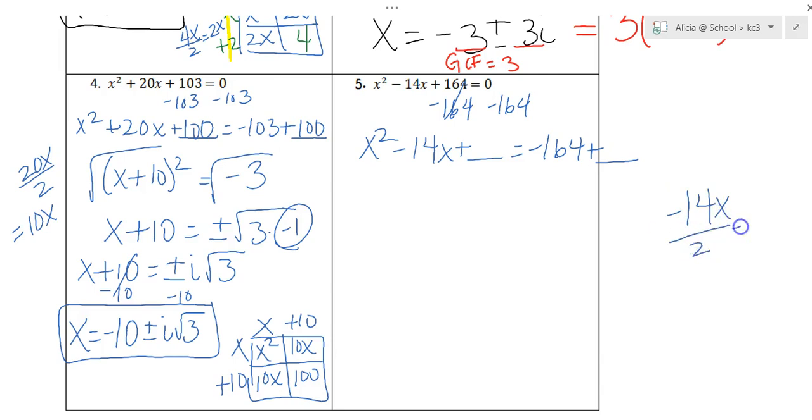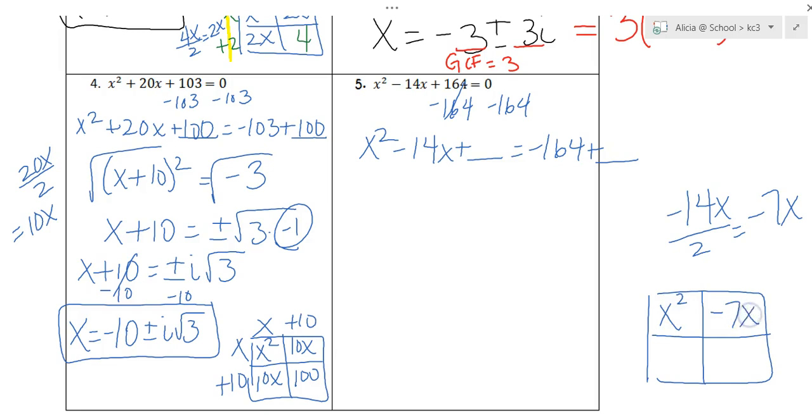If I divide that by 2, it's going to be a negative 7. Please do not forget that negative sign. It's going to change our binomial. Not so much the constant, but it's going to change that binomial because it's going to be a negative 7. So negative 7x, negative 7x. Figuring out the outsides, x times x, x times the negative 7, x times the negative 7, and negative 7 times negative 7 is a positive 49. So I'm going to be adding 49 on each side.